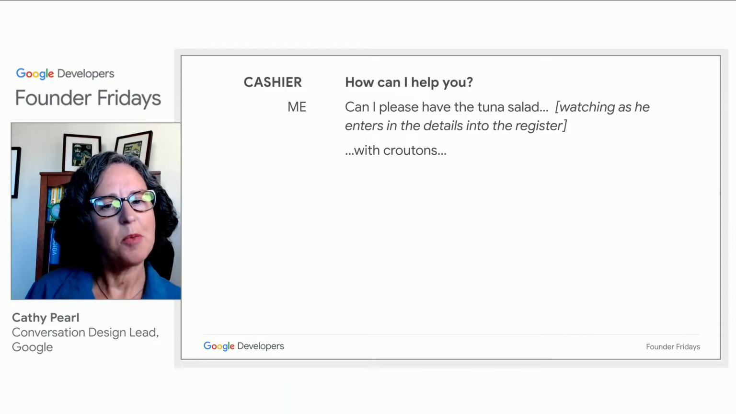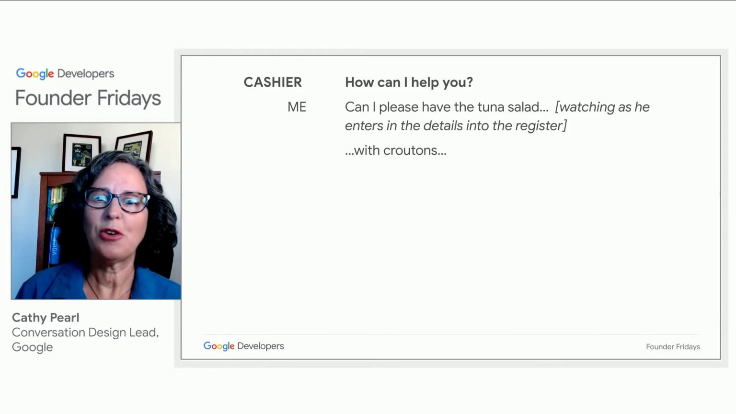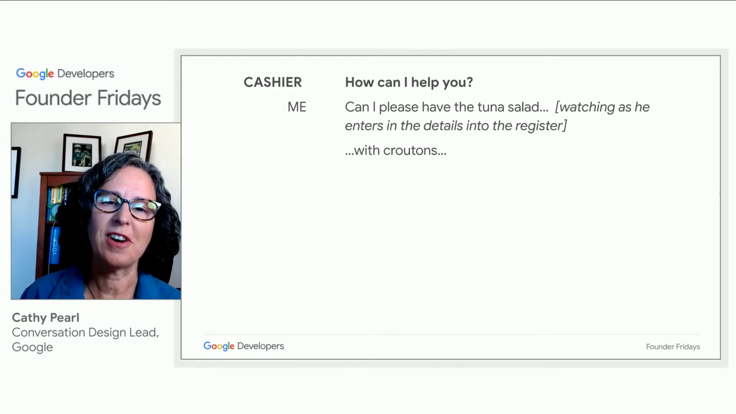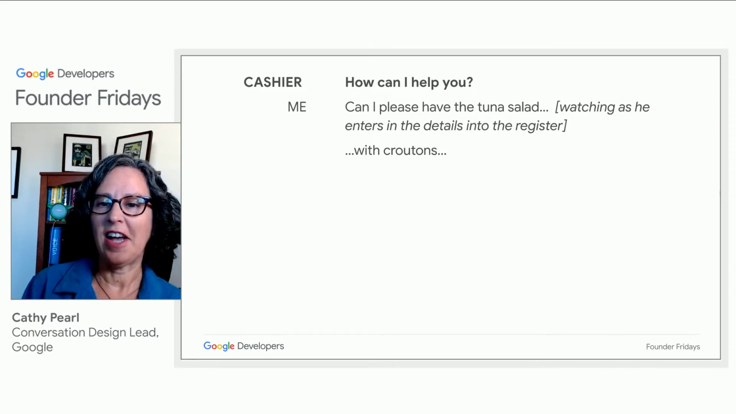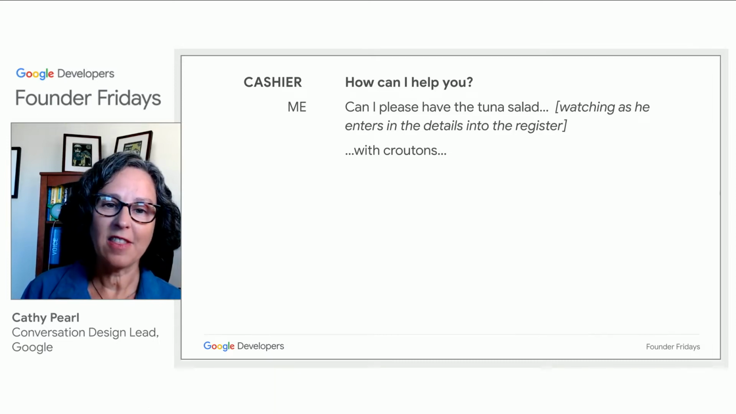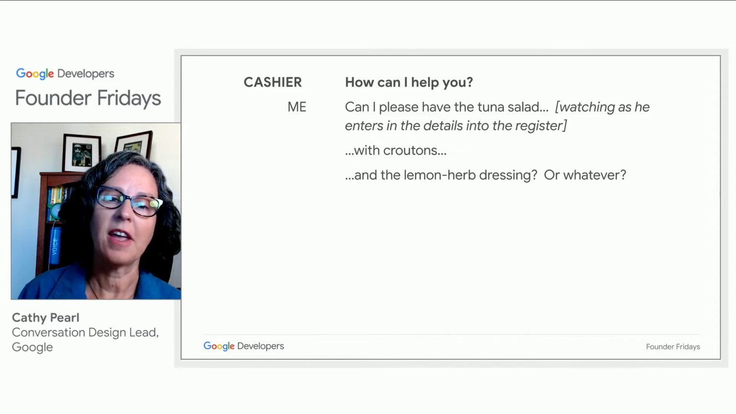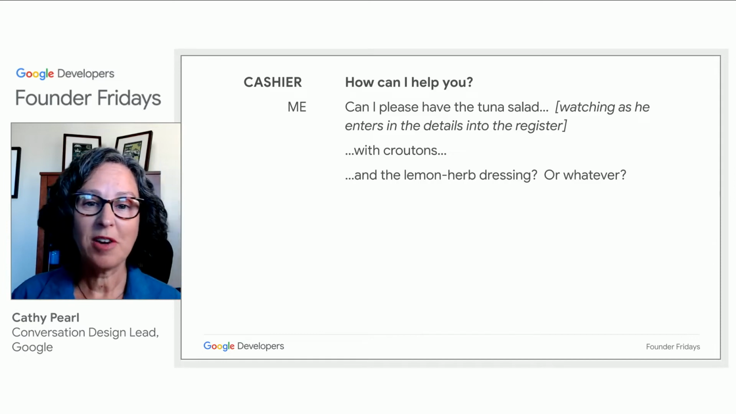But then I had a bit of a problem because I actually go to two different cafes to order tuna salads, and they have two different dressings that sound very similar. One of them is like honey lemon. One of them is lemon herb, and I can never remember which is which. Hashtag first world problems. And so I wasn't sure. And so I indicated this with my voice by saying, "And the lemon herb dressing," or whatever.